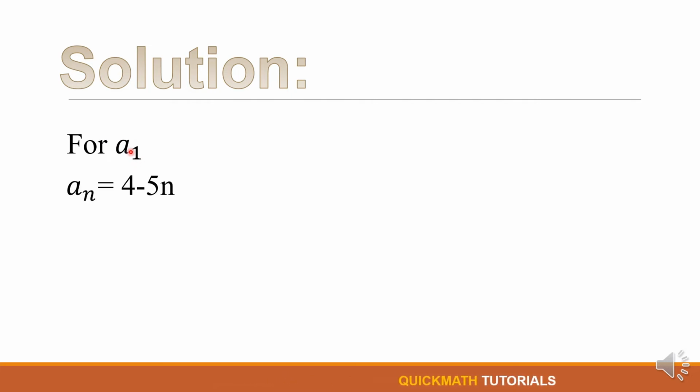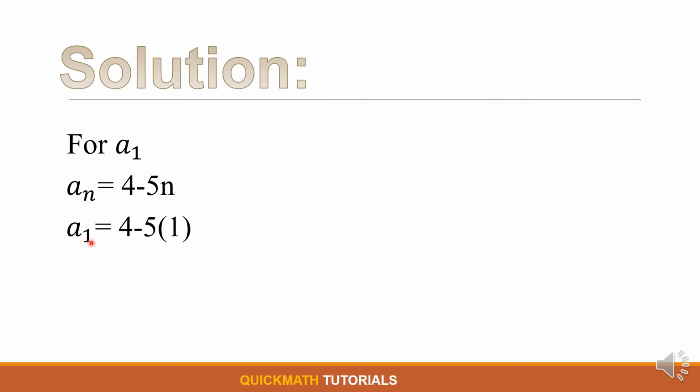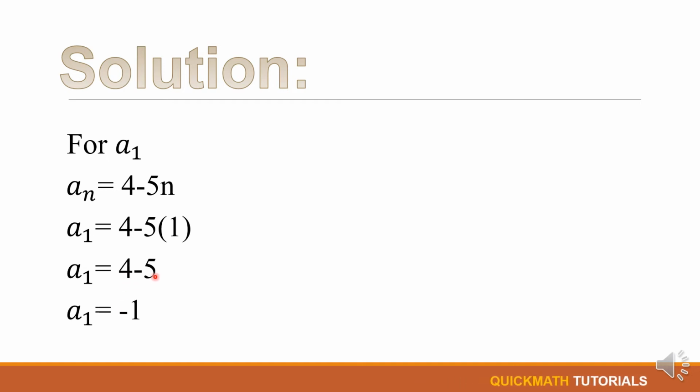So our n here will be equal to 1. So we will substitute n by 1. We have a sub 1 is equal to 4 minus 5 times 1. We have to copy 4. Minus 5 times 1 is 5. And 4 minus 5 is equal to negative 1. This is negative since the biggest number is 5 and the sign is negative, so we will just copy the sign. So therefore, our first term is negative 1.